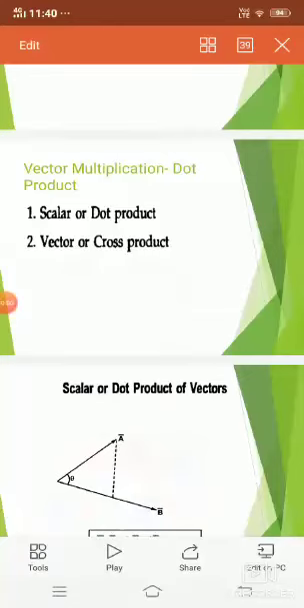Here we are discussing vector multiplication. In this vector multiplication we are going to see the scalar as well as the vector product. The scalar product is also called the dot product, and the vector product is also called the cross product.